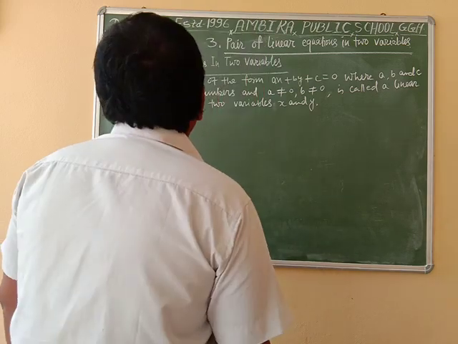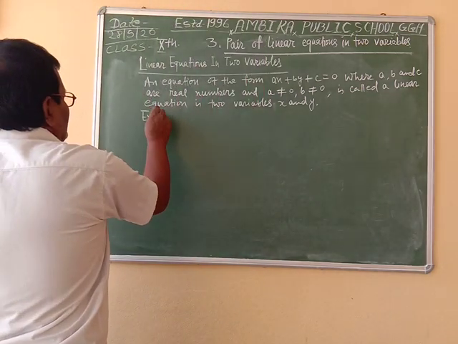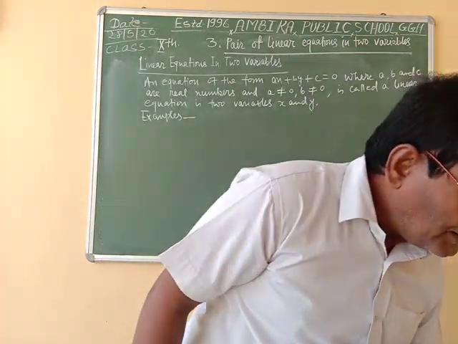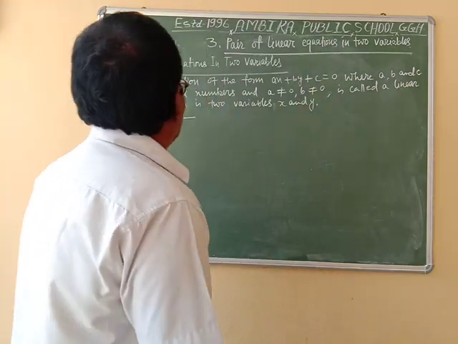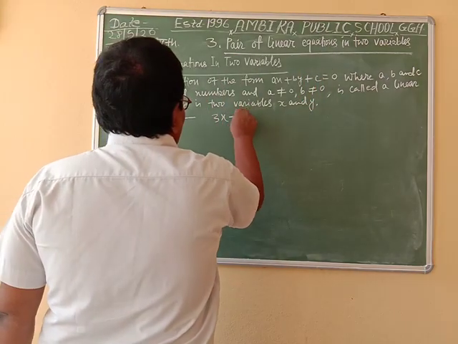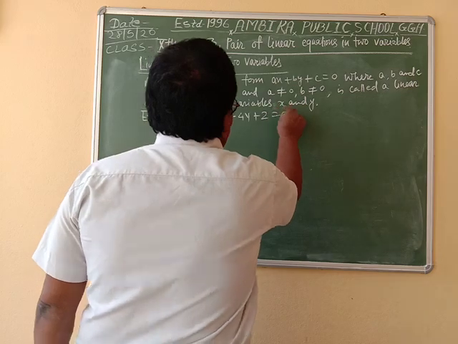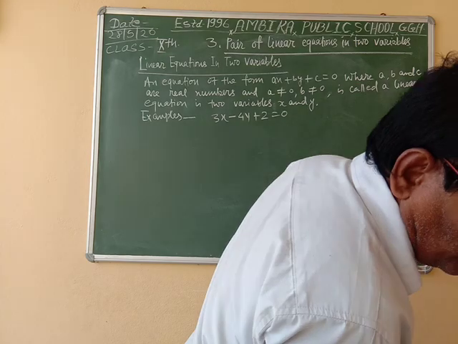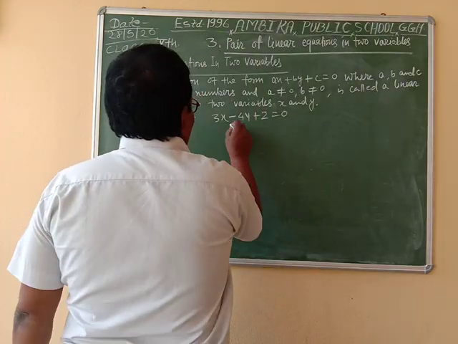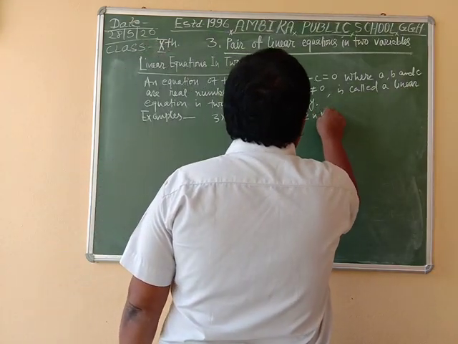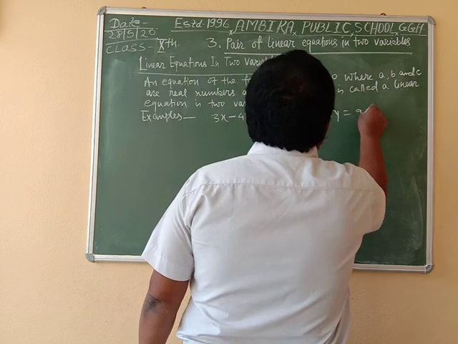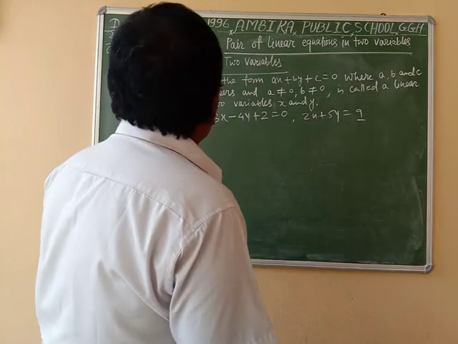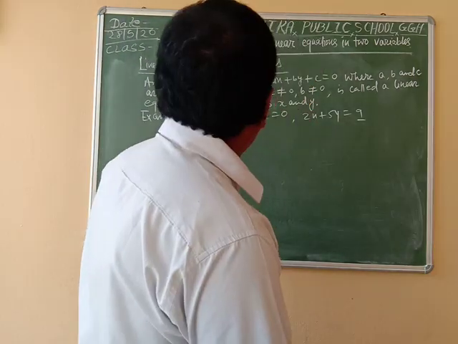Here examples of some linear equations are 3x minus 4y plus 2 equals 0, and 2x plus 5y is equal to 9, and so on. There are so many linear equations in two variables.